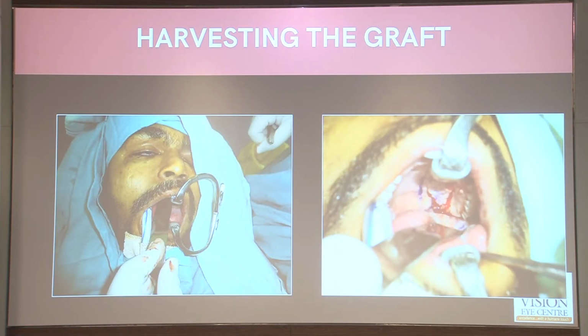So the first thing we do is inject lignocaine with epinephrine into the area of the donor site, and we incise posteriorly and anteriorly till the rugae. The incision will be a little bit lateral to the midline. Here you can see the mouth is being opened with a Boyle-Davis mouth gag, and definitely this surgery has to be done under general anesthesia.